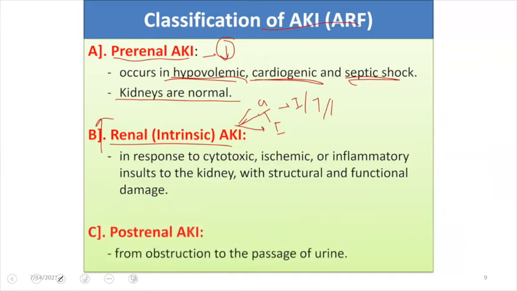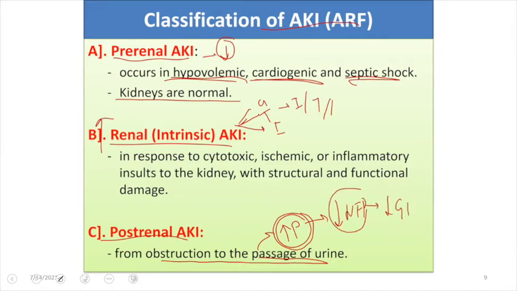The third cause, as I mentioned, is post-renal acute kidney injury, and it results from obstruction of the passage of urine. Because of the obstruction, there will be an increase in the hydrostatic pressure within the tubules, and this hydrostatic pressure will oppose the ultrafiltration, or the net filtration pressure. Because of this there will be a decrease in the net filtration pressure, and that will manifest with a decrease in the GFR. As there is a decrease in the GFR, this will result in acute renal failure as well.